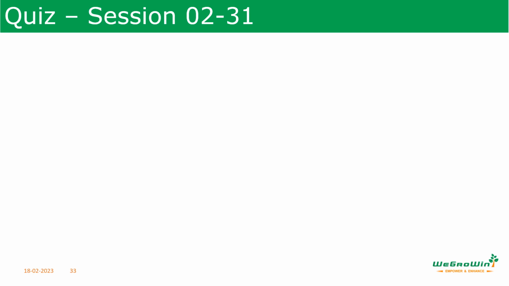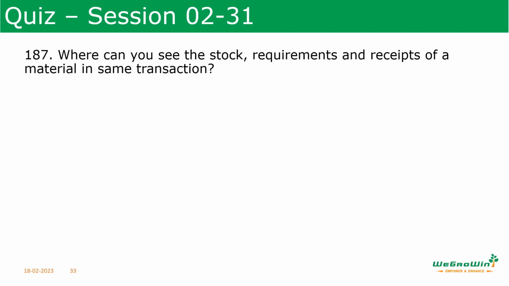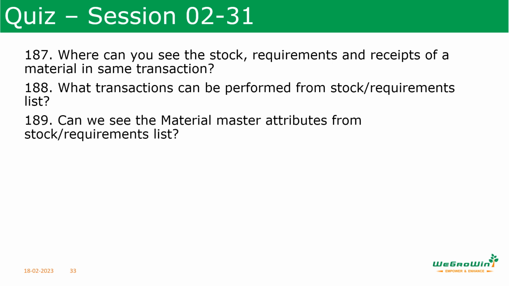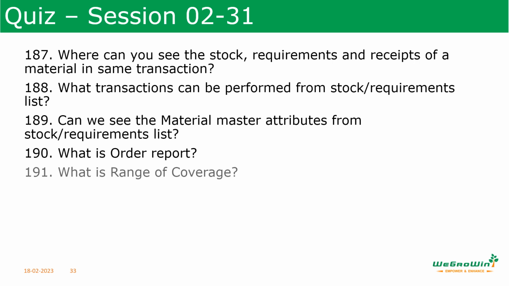Now we will go to the quiz questions for this session. Where can you see the stock requirements and receipts of a material in the same transaction? What transactions can be performed from the stock requirements list? Can we see the material master attributes from the stock requirements list? What is order report? What is range of coverage? What are exception messages? So we will discuss the answers in the next session.